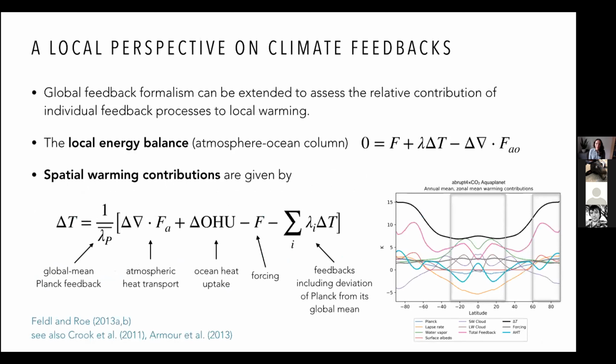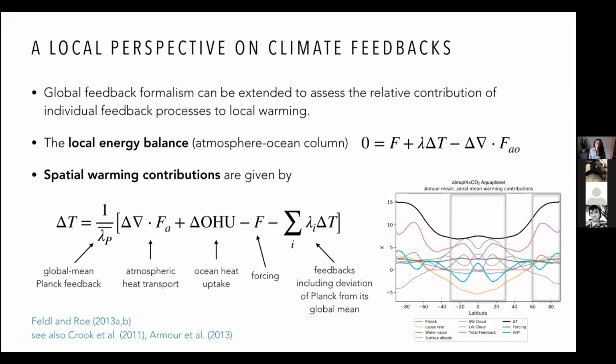So global feedbacks and global sensitivity can be reformulated to assess the relative contribution of individual feedback processes to local warming. If we consider here the local energy balance for a column of the climate system, the balance is given by the sum of the local forcing, the local radiative response to surface warming, where lambda is the feedback parameter, and the convergence of heat flux in the atmosphere and ocean. From there, we can solve for the spatial warming contributions at equilibrium, where I've now separated out the atmospheric heat transport and the ocean heat uptake. And then all of these terms are normalized by the global mean Planck feedback to get units of temperature.